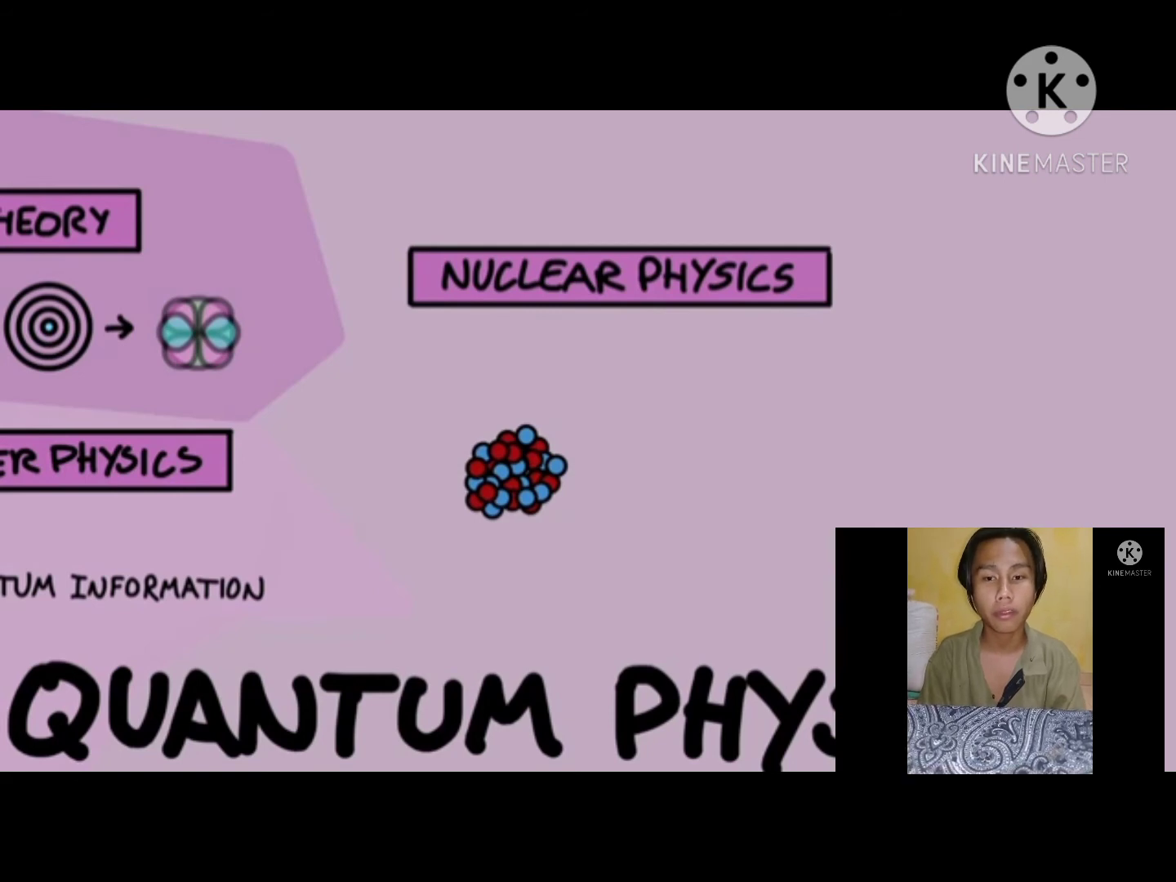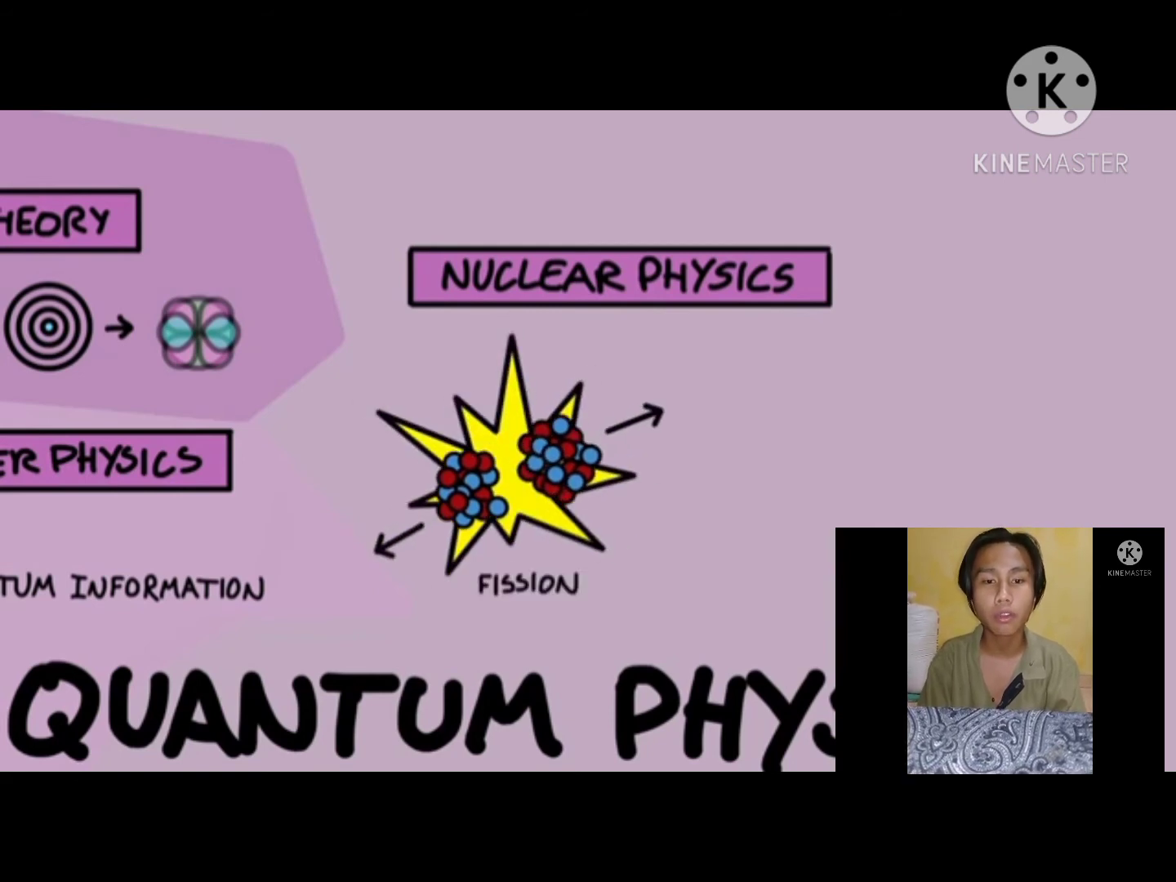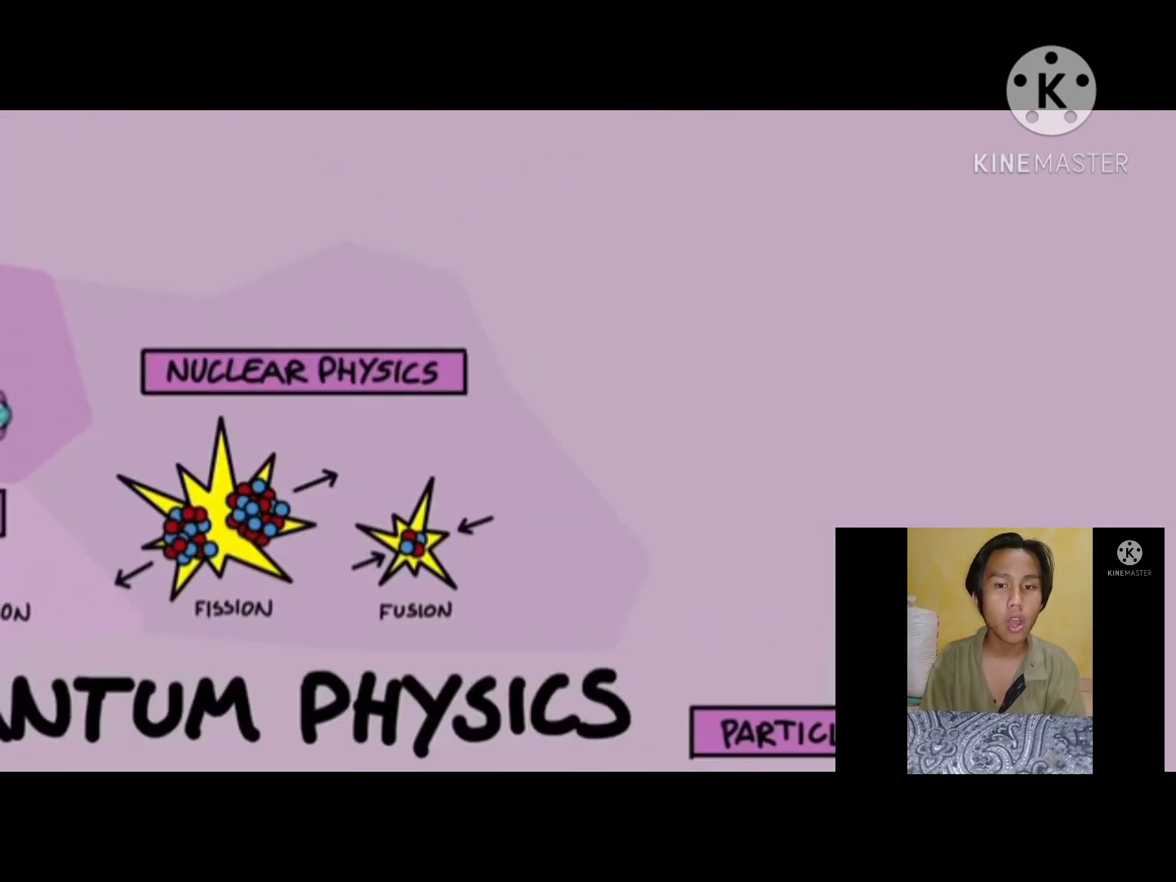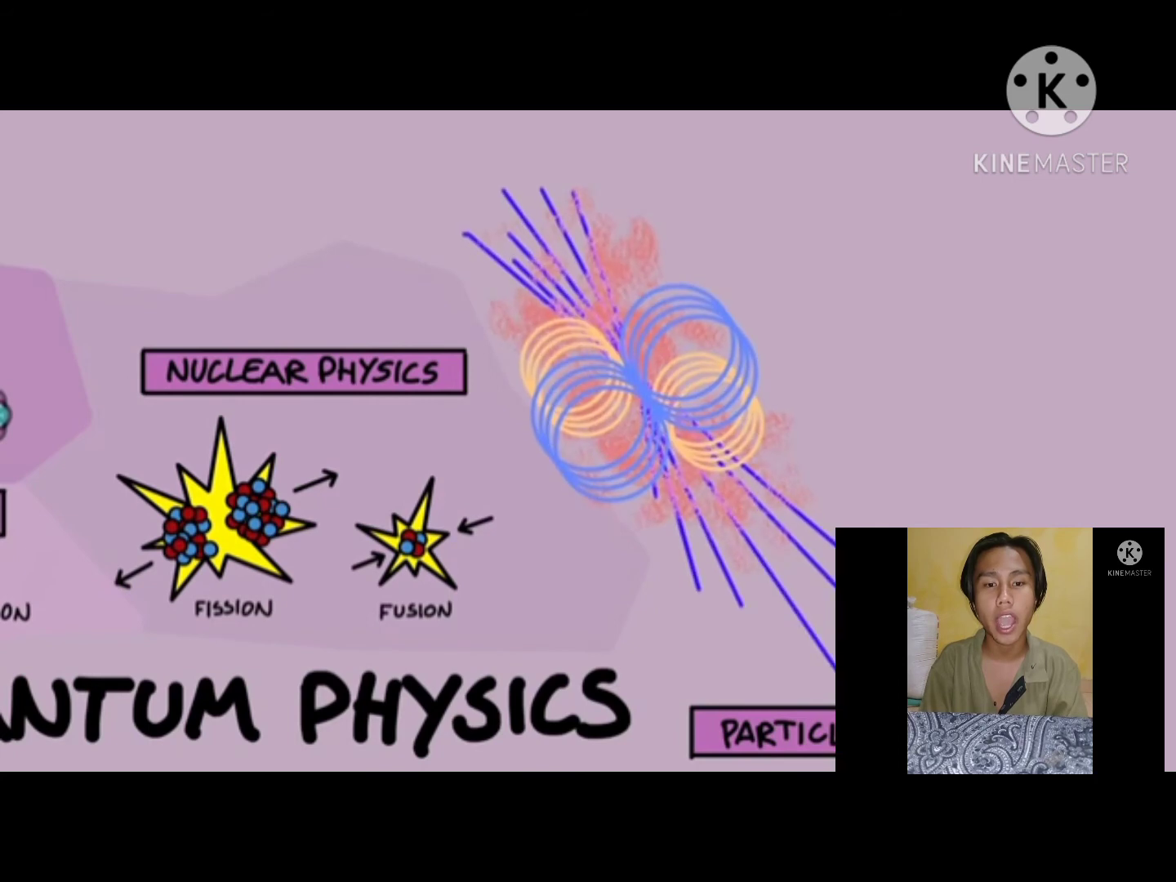Particle physics probes ever deeper to find the fundamental subatomic particles that everything is made of, and their description is in the standard model of particle physics. Quantum field theory captures all of quantum physics and combines it with the special theory of relativity, and is the best description of the universe we have.